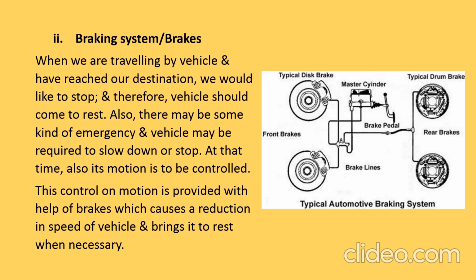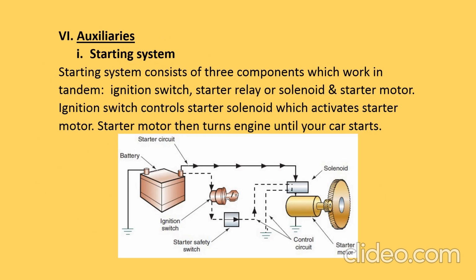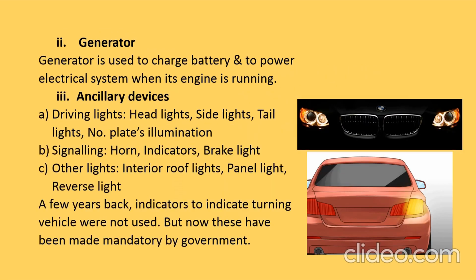Now regarding auxiliaries. Starting system. The starting system consists of three components which work in tandem: the ignition switch, the starter relay or solenoid and the starter motor. The ignition switch controls the starter solenoid which activates the starter motor. The starter motor then turns the engine until your car starts. Next auxiliary is the generator. The generator is used to charge the battery and to power the electrical system when the engine is running.